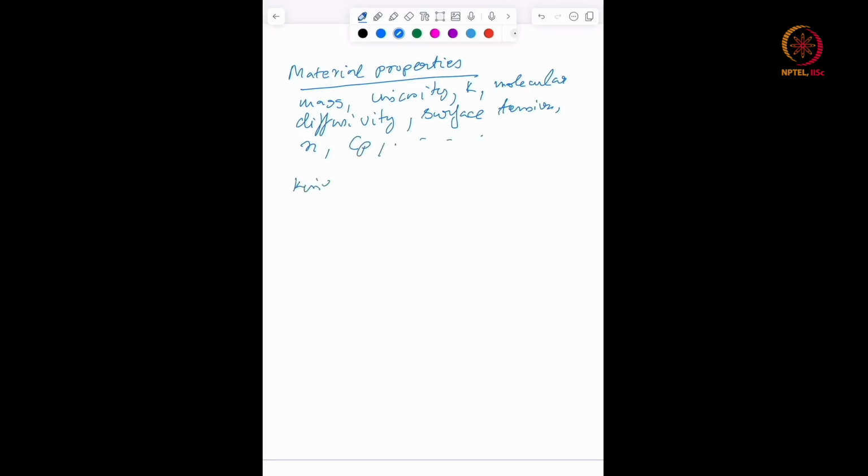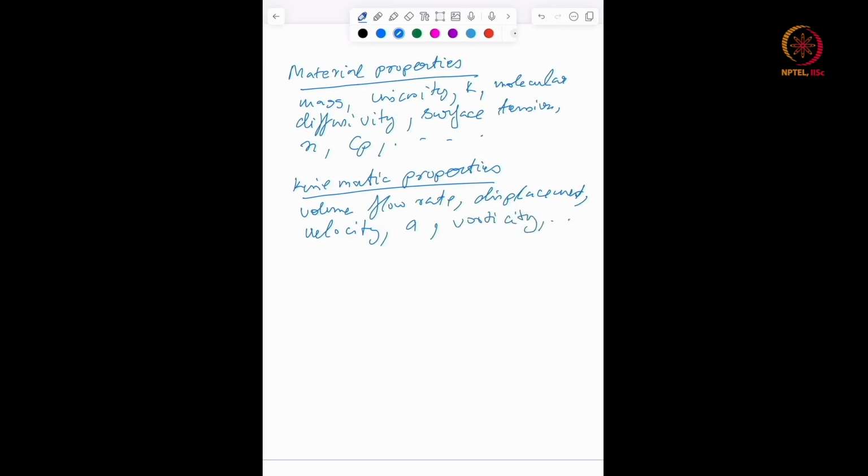Similarly, you have the kinematic properties. The kinematic properties are, for example, volume flow rate, displacement, acceleration, velocity, angular displacement or angular momentum, angular position, vorticity. Vorticity is very important, and so on and so forth. So there are lots of kinematic properties.